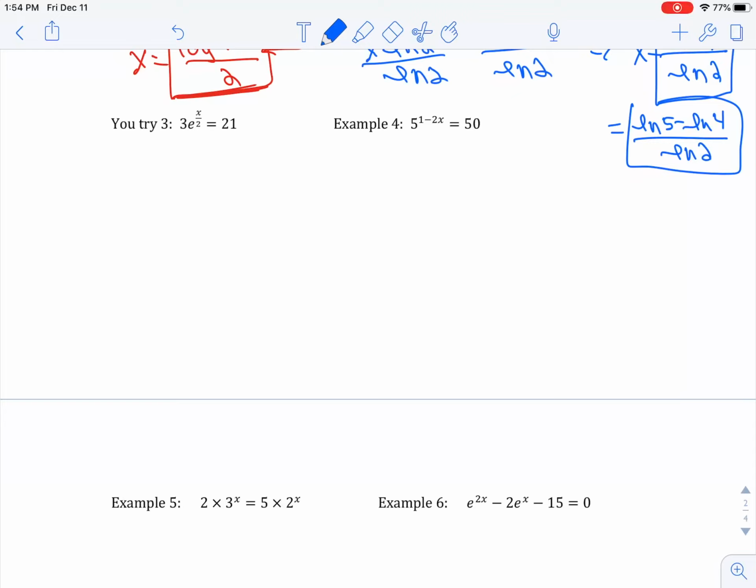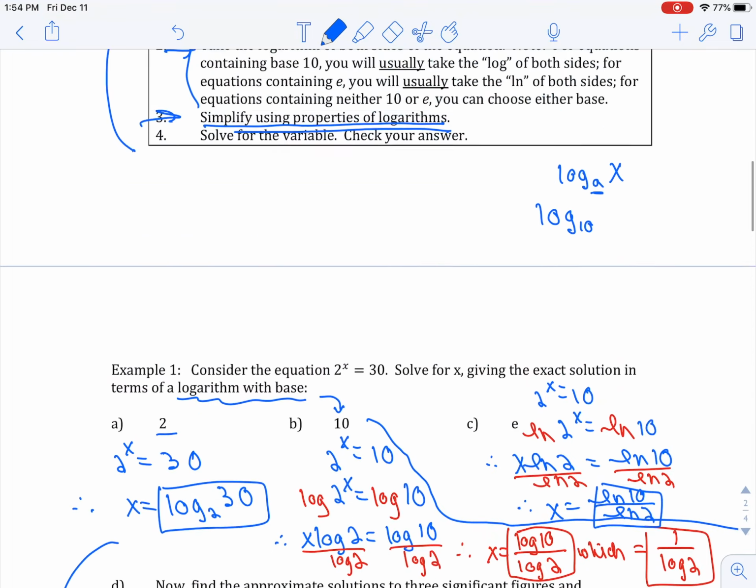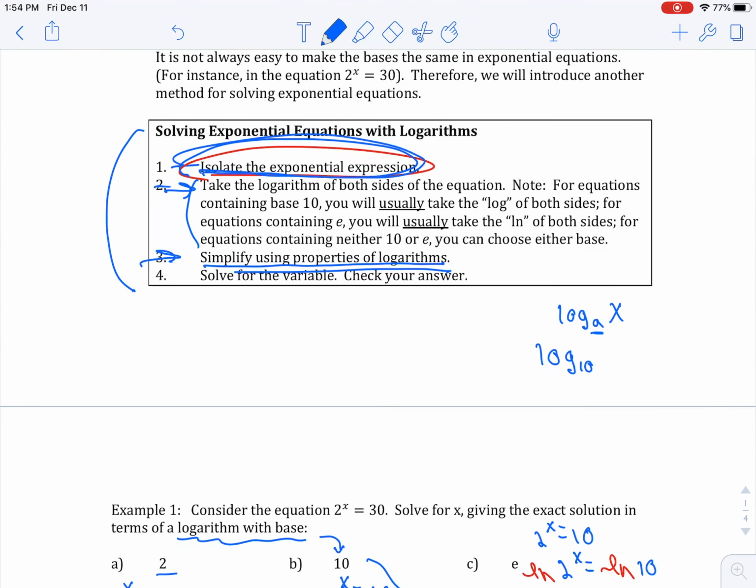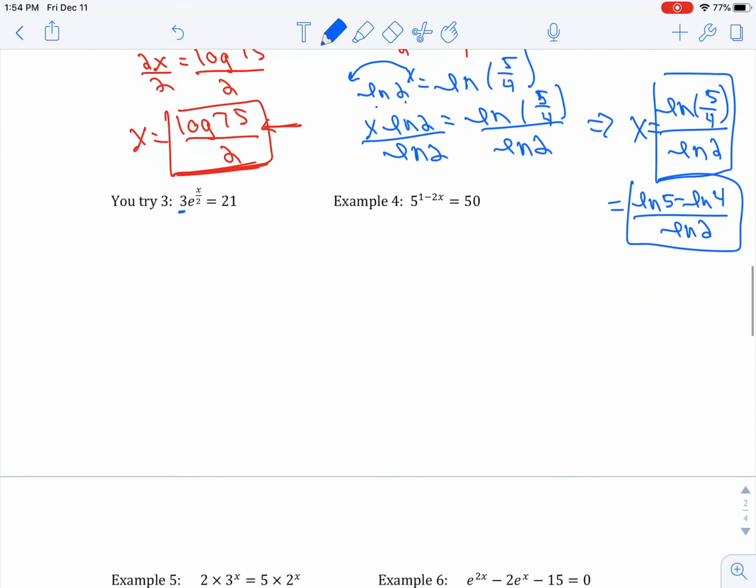This is video 2 of looking at the A-16 notes, which is solving exponential equations. So in problem number 3, we notice that we have 3 times e to the x over 2 equals 21. And for this one, we've got this 3 as a multiplier out in front. So that falls into this category of, first we want to isolate the exponential expression. So we're going to divide both sides by 3. So we end up with e to the x over 2 is equal to 7.